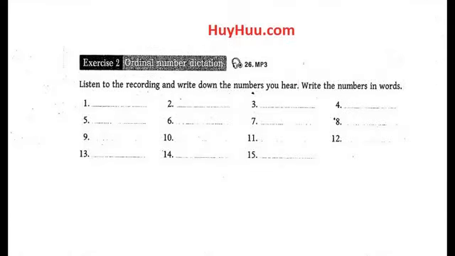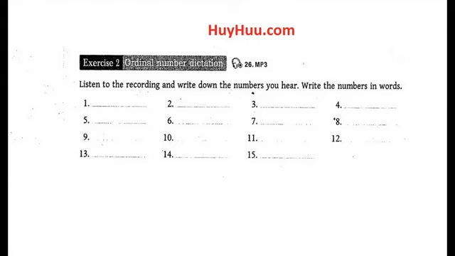Exercise 2. Ordinal number dictation. Listen to the recording and write down the numbers you hear. Write the numbers in words. Number 1, fourth. Number 2, first. Number 3, fifth. Number 4, third.